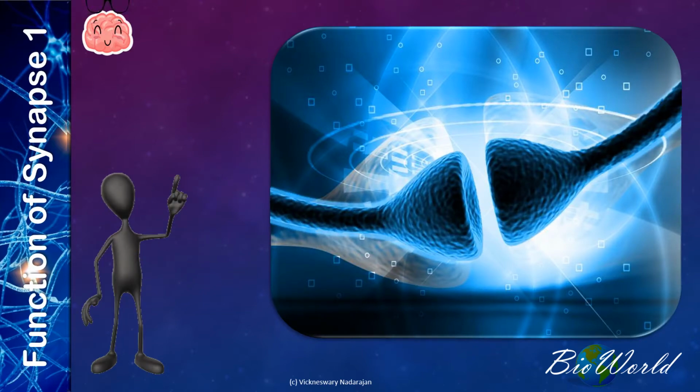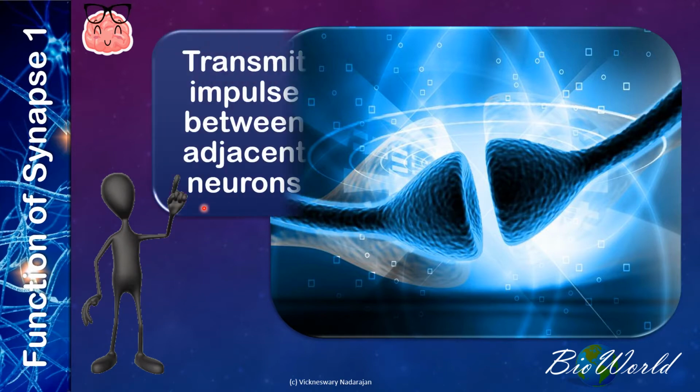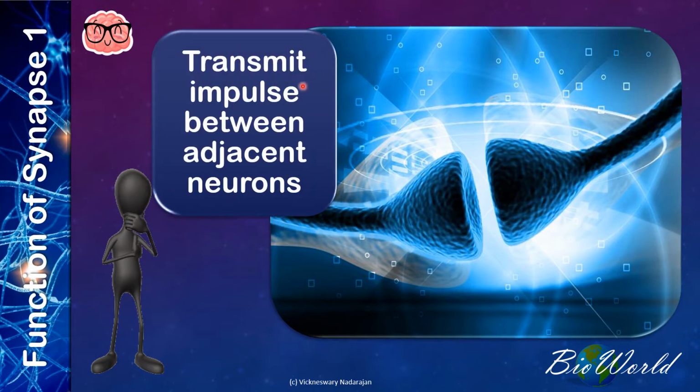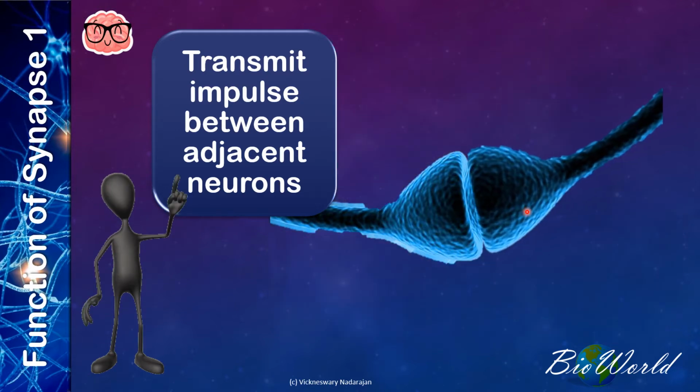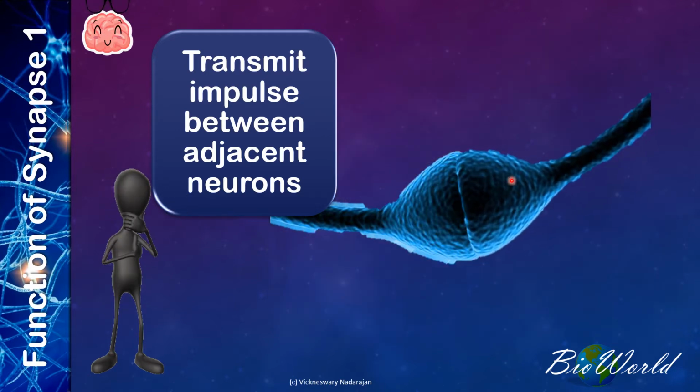Let's look at the first function of a synapse. Synapse is necessary to transmit impulse between adjacent neurons. Adjacent being the neurons that are side by side. But then one wonders why there must be a synaptic cleft to transmit this impulse. Wouldn't it be just easier if the synaptic knob and dendrite were attached directly?